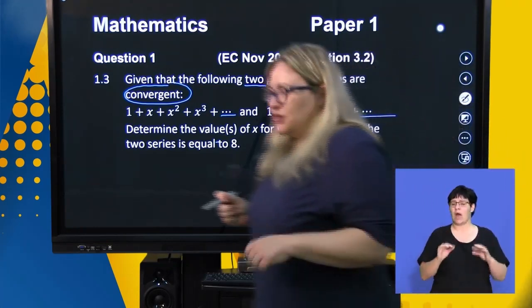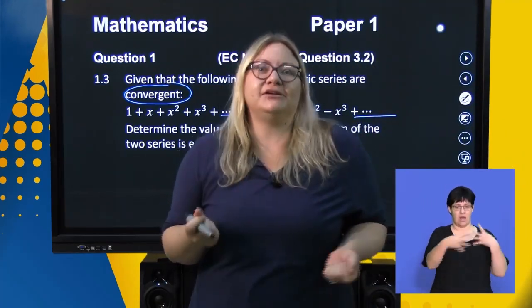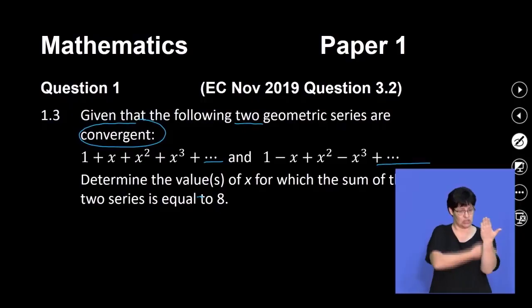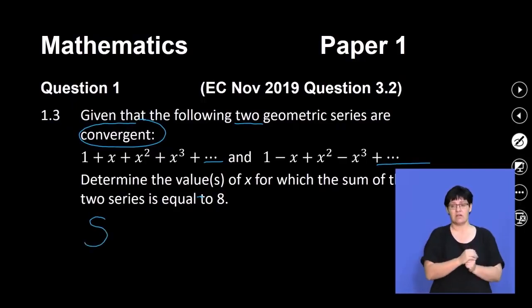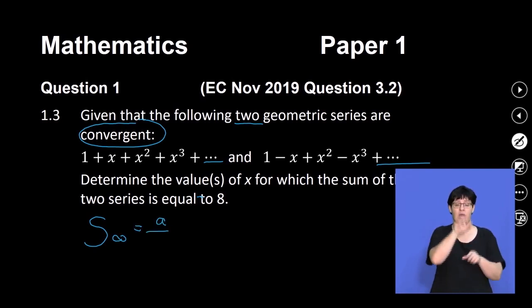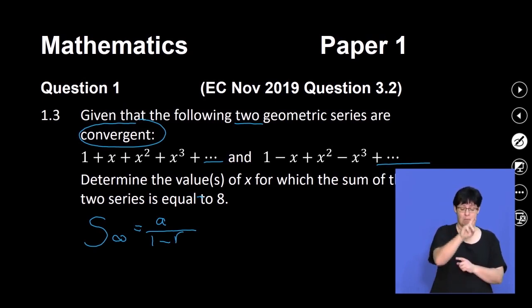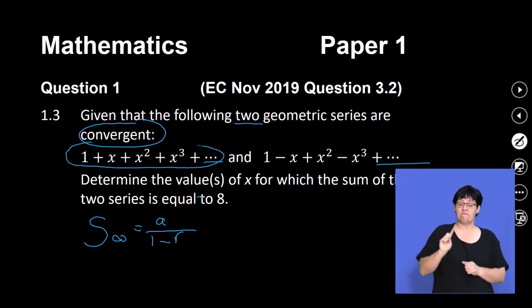To do that, we're going to have to use our formula, which luckily you have on your formula sheet. So the sum to infinity of any geometric series is equal to a over 1 minus r, where a is the first term of the series and r is the ratio, the constant ratio from one term to the next. So if we look carefully at our first series, we can see that very obviously a is equal to 1.